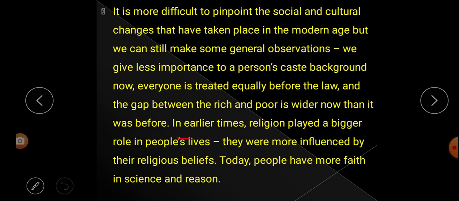Next sentence: in earlier times, religion played a bigger role in people's lives. In earlier times, what played a bigger role in people's lives? Religion.